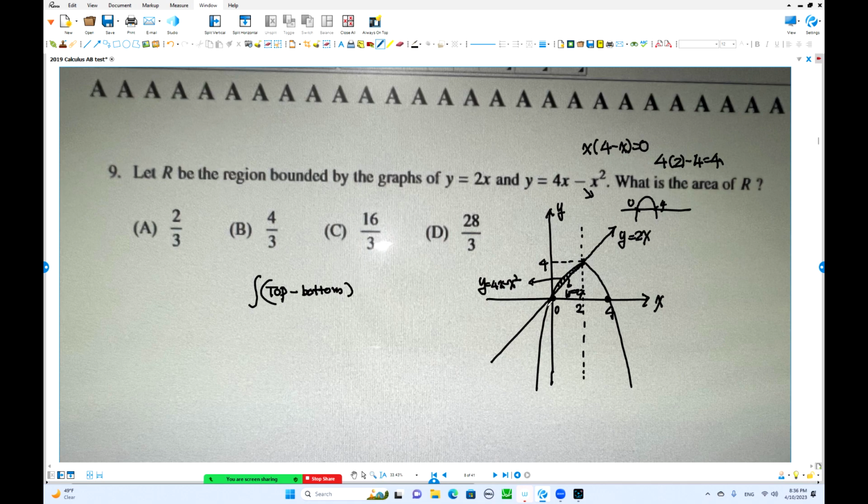The integral with respect to x, from 0 to 2. The top is 4x minus x squared. The bottom is 2x. Let's simplify, we have two like terms there. I'm going to write the negative x squared first: negative x squared plus 2x dx.